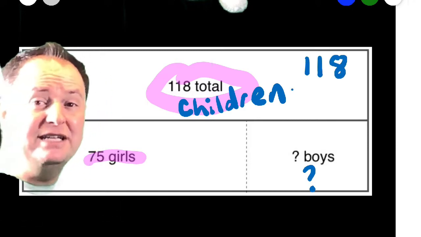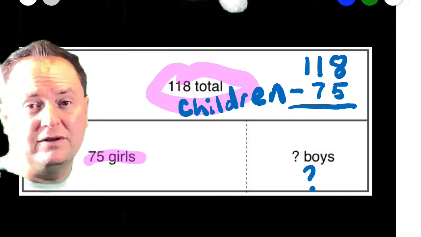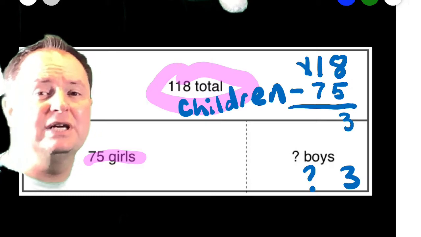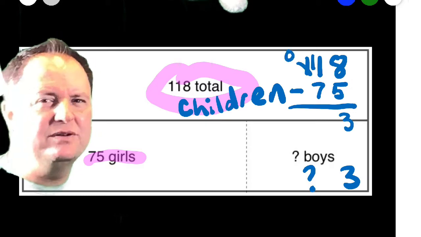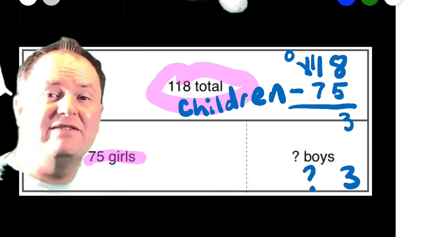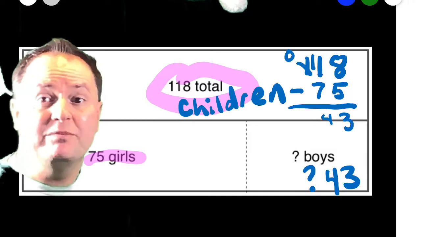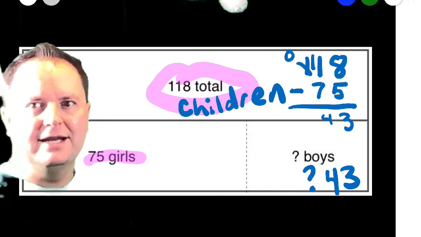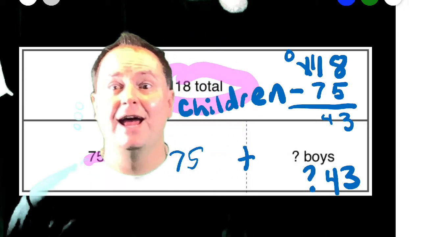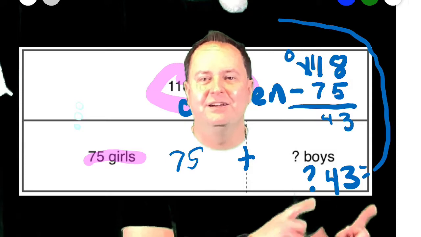So we've got 118 children minus the 75 girls. All right, 5 minus 8 is 3. 1 minus 7, can't do it, so I got to borrow from the hundreds, which makes that 11 minus 7, which makes that 43. So there were 43 boys total. Pretty easy, right? Aren't you excited about how easy today's math is? I am. All right, so we have the total down there.